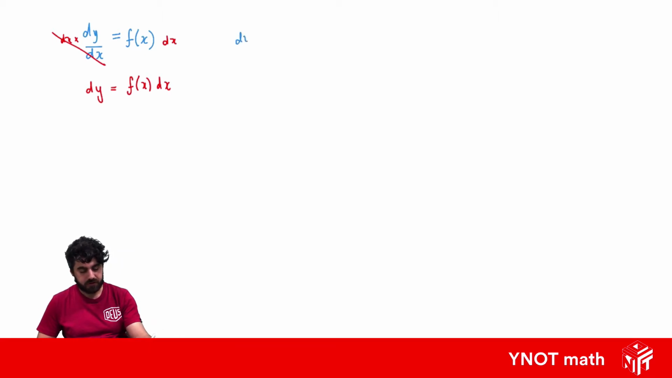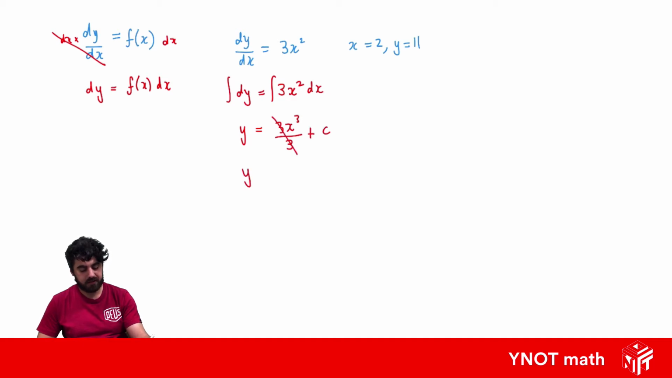So solving the differential equation dy dx equals 3x squared, given that when x equals 2, y equals 11. So let's just move our dx to the other side. So we get dy equals 3x squared dx and integrate both sides. Integral of 1 dy is y, and the integral of 3x squared, we just add 1 to the power, divide by that power, plus a constant, and those 3's will cancel out. And we get y equals x cubed plus c.